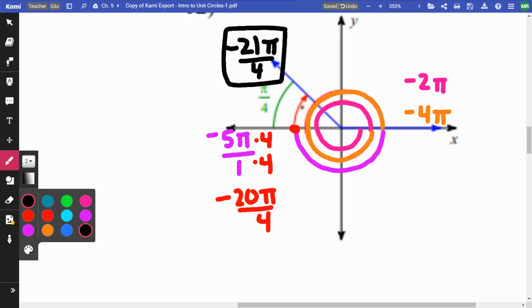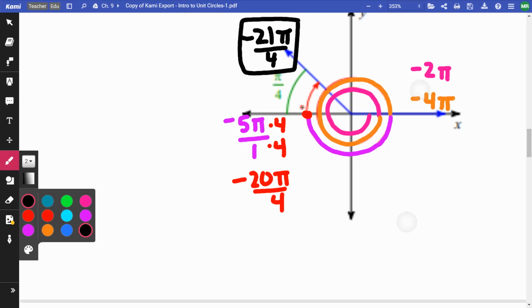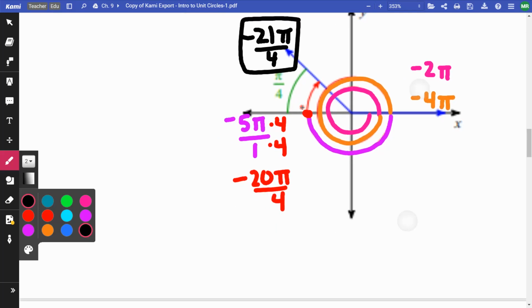Now, if you're doing this on your calculator, I would ignore the negative and just put 5 plus 1/4. It will give it to you as a fraction if you convert it, and it will give you 21/4. Okay, if you're having trouble with the fractions, I just want you to understand the movement.